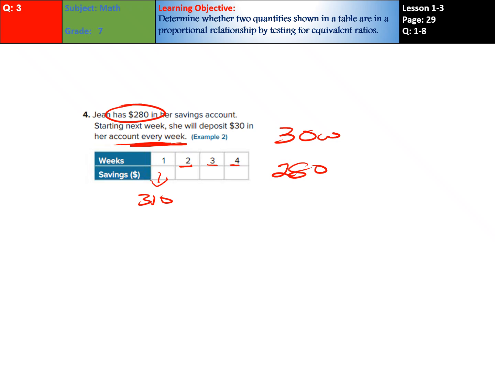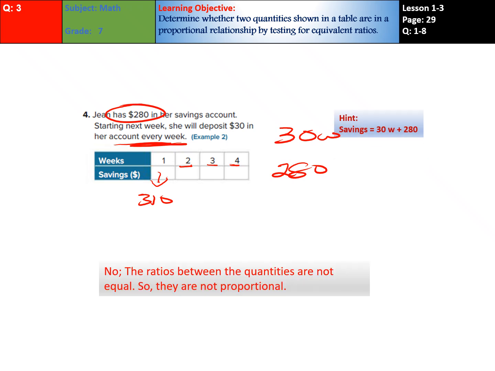But when you check in the simplest form, the ratios will not be similar. Why? Because if it is only 30 times W, it will be the same, but when we add 280, it will make it different each time. So in this question the ratios are not proportional.